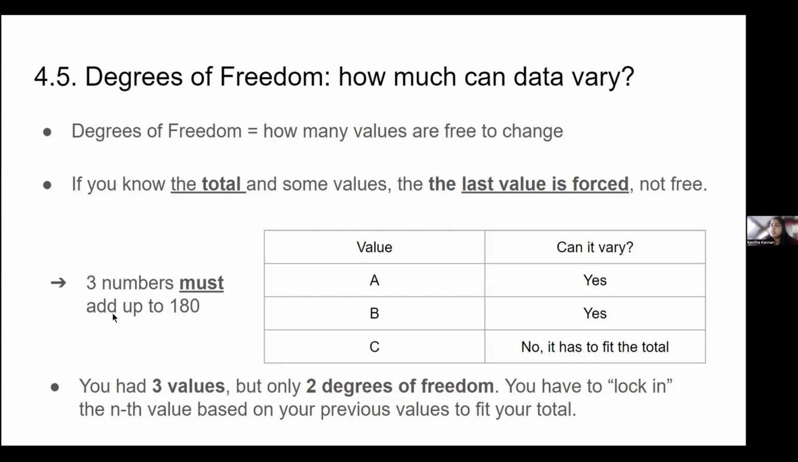So most times when we collect data and we frame these hypotheses, we also need to know how much space there is for this data, to give a bit of movement when you collect the samples. Like when you collect the samples, if you've collected only 3 values, then you have only 2 degrees of freedom. So it's always n minus 1, n being the number of values that you collect, and minus 1 because it usually has to add up to the total. So you have to lock in the nth value based on your previous values to fit your total.